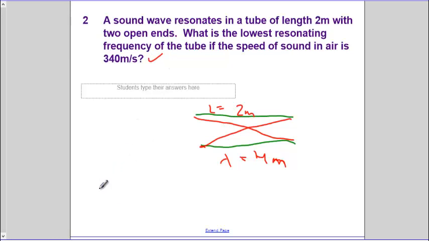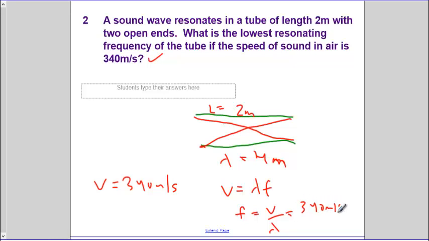Since the speed of the wave is going to be 340 meters per second, which is the speed of sound in air, we can calculate this using the wave equation. V is lambda f. F is going to be V over lambda, 340 meters per second divided by 4 meters of tube. So the frequency is going to be about 100 some hertz. Would we be able to hear that? Absolutely, because it falls within the audible spectrum between 20 and 20,000 hertz.